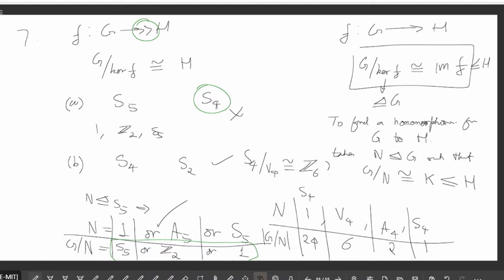But you can still, for example, ask, so let's say I'll change the question. Is there a group homomorphism from S4, not surjective, just a group homomorphism from S4 to Z3? Is that possible?